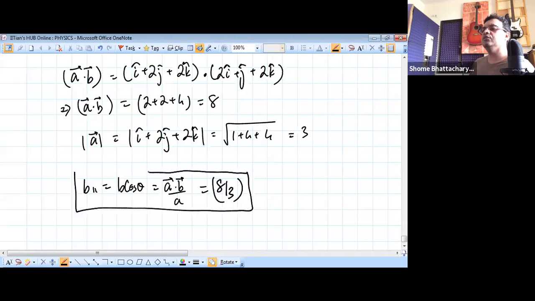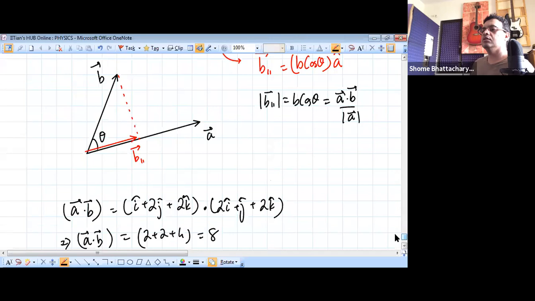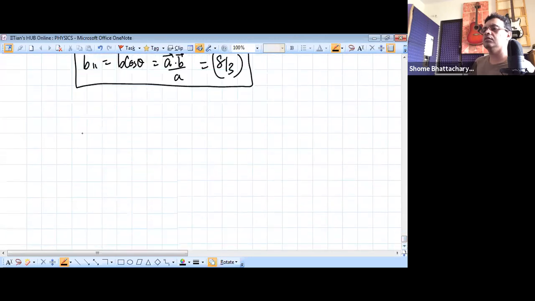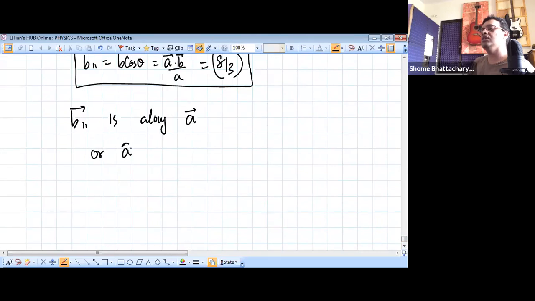Now the direction of that projection, which we have seen earlier, is along the vector A. So the unit vector becomes A cap. Therefore, this is B cos theta into A cap, where A cap is basically what? The vector A divided by its own magnitude.